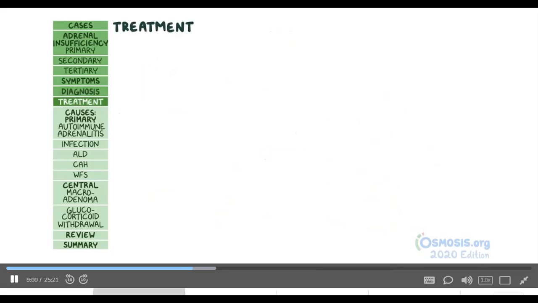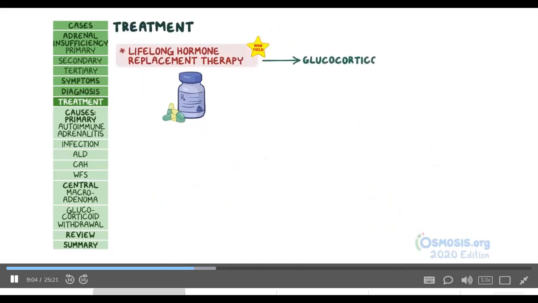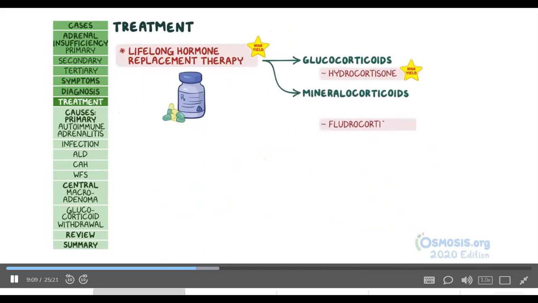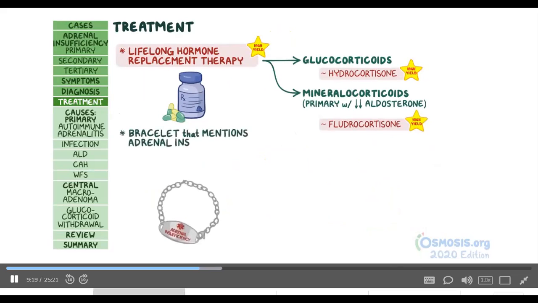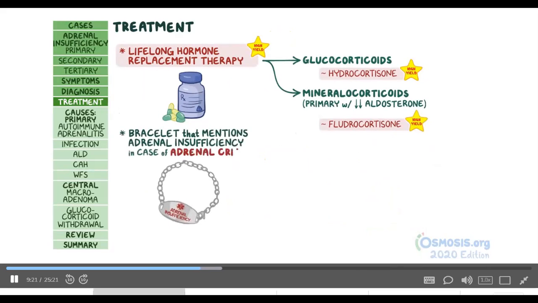Treatment for adrenal insufficiency consists of lifelong hormone replacement therapy with glucocorticoids, like hydrocortisone. Mineralocorticoids, like fludrocortisone, should also be added in cases of primary adrenal insufficiency with decreased aldosterone. Individuals should also be advised to wear a bracelet that mentions they have adrenal insufficiency in case of adrenal crisis.